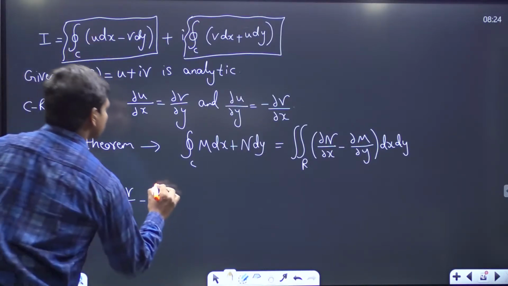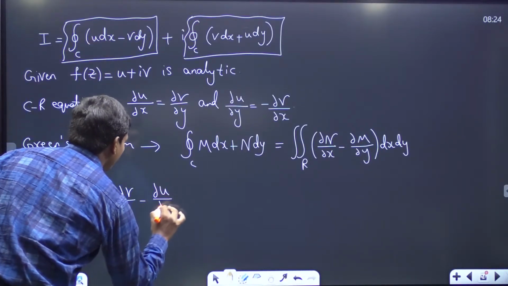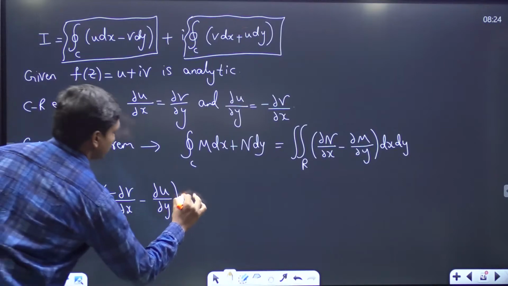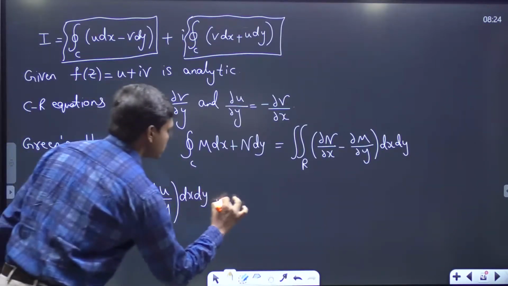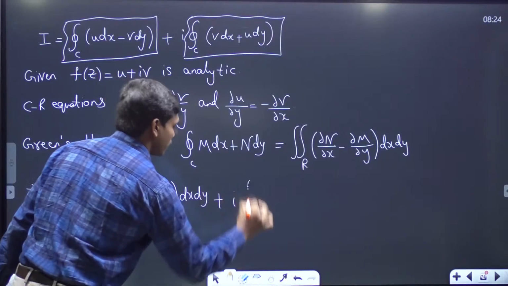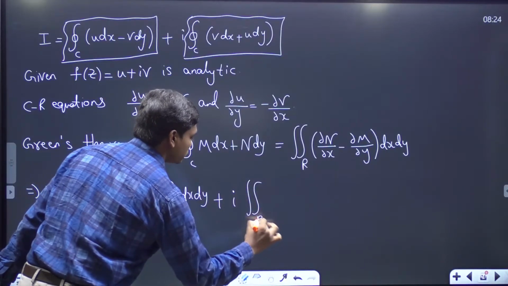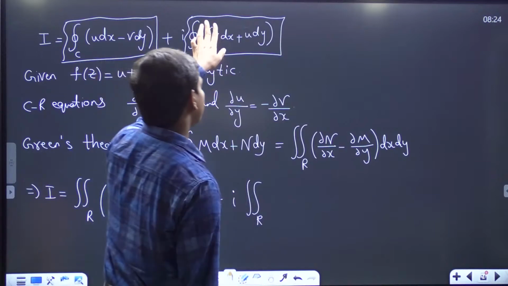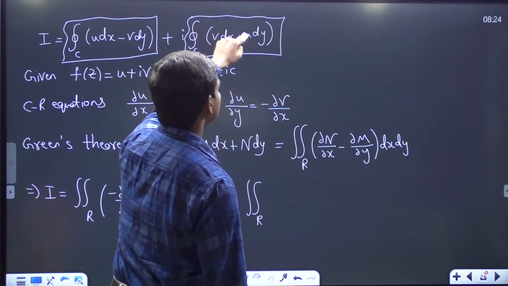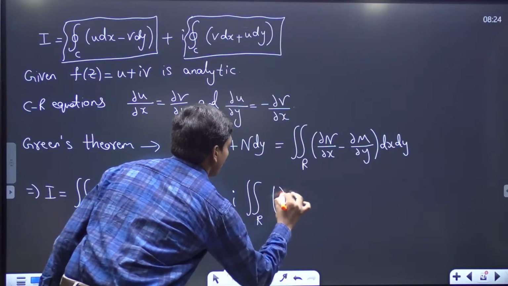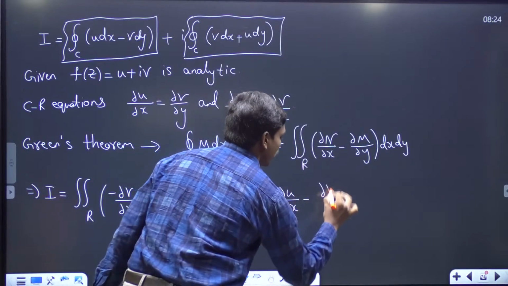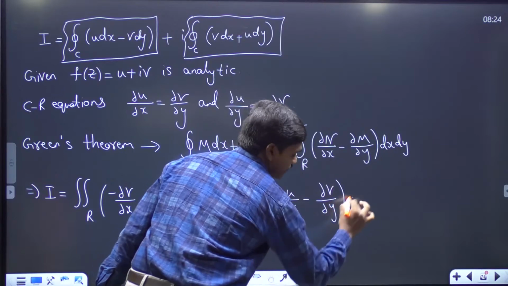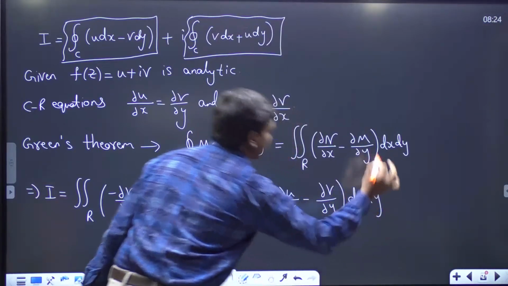And if you see, u is m, so dou m by dou y. This is what we have, dx dy or dy dx, depending upon the limits that you write here, doesn't matter, plus i into the double integral over the region R, again m dx plus n dy. So dou n by dou x minus dou m by dou y, dx dy. This is what we have here.